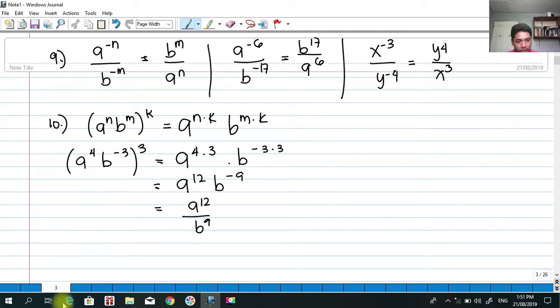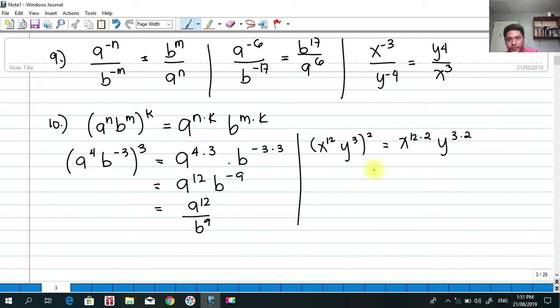So another example is that we have x raised to 12 y cubed, all raised to 2. Same process. So we have x raised to 12 multiplied by 2, y cubed multiplied by 2. So we have x raised to 24, y raised to 6. So that is actually how it works.